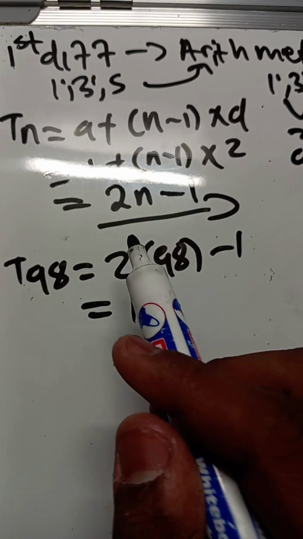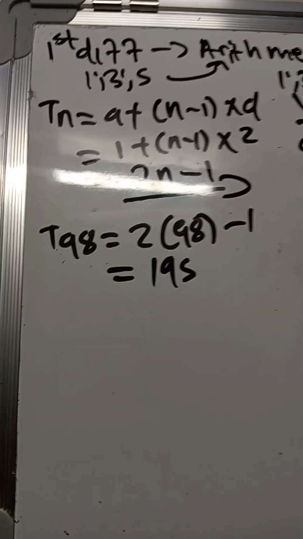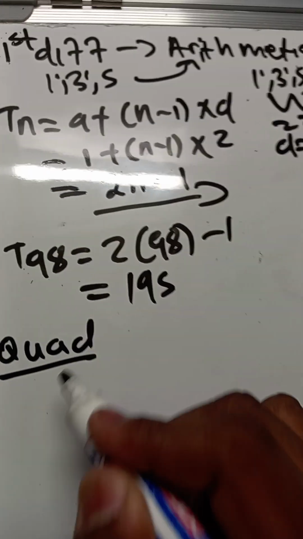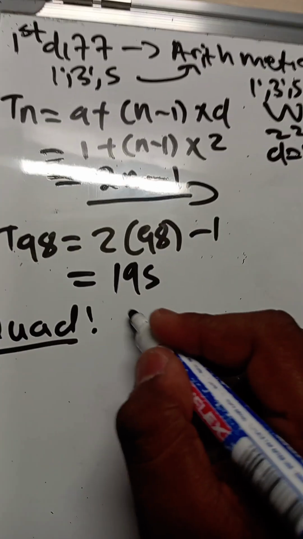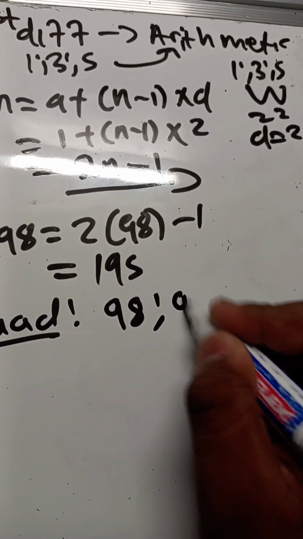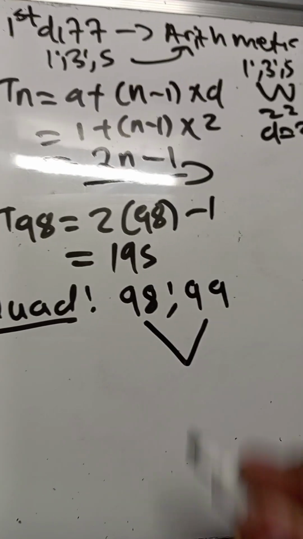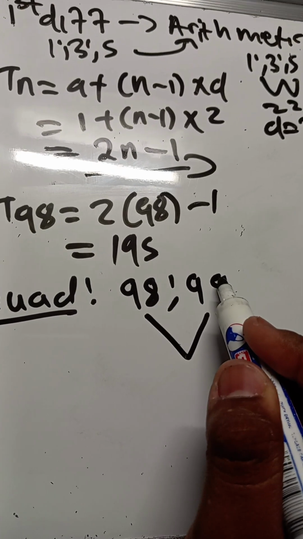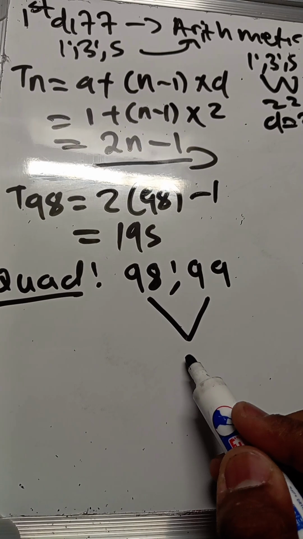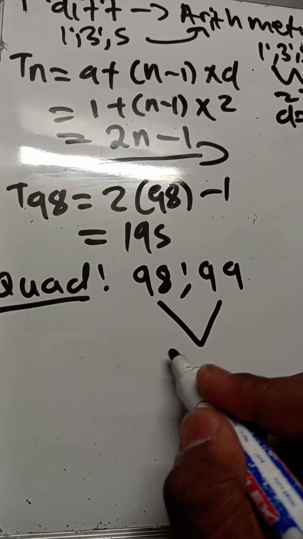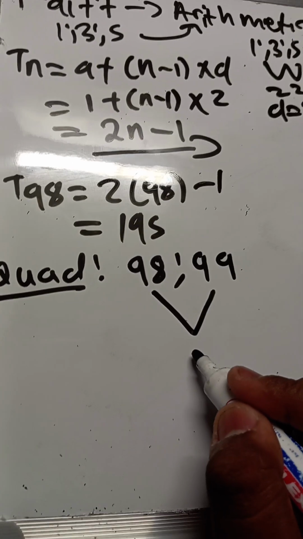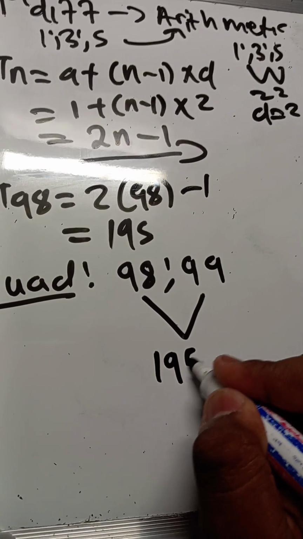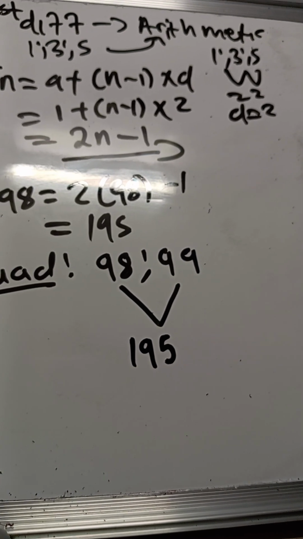Now, let's go back to the diagram I just showed you. Remember, let me say quad for quadratic. For quadratic, I basically have T98, T99. Now, what happens? T99 minus T98, what must it give me? The answer there. But now the answer that it will give me will be 195 there. Do you get what I'm trying to say?